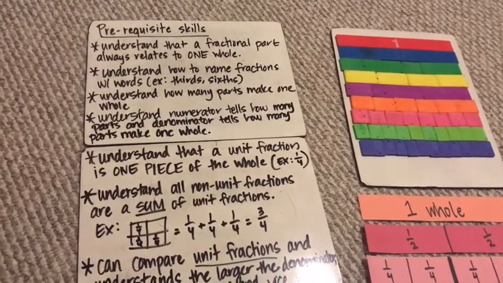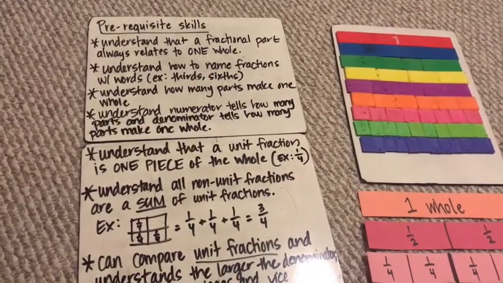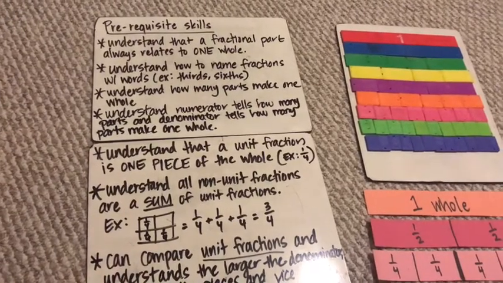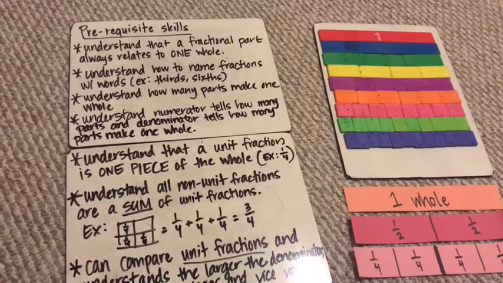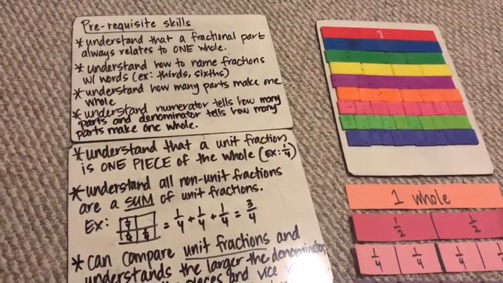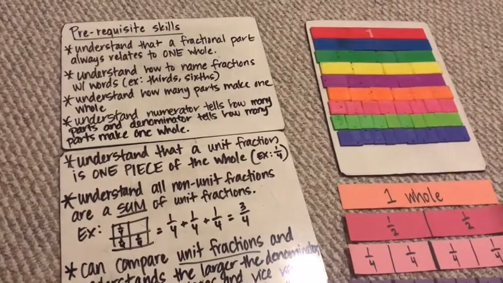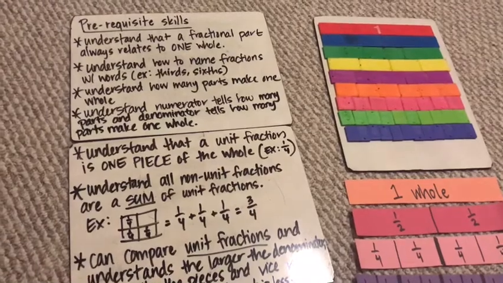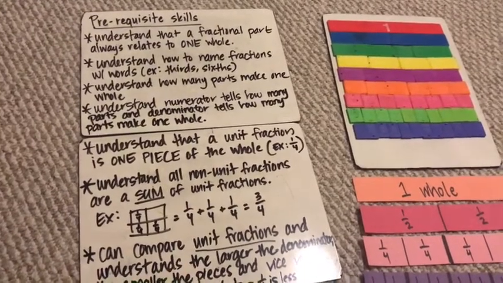Also, we want students to understand that the numerator, or the top part of the fraction, tells you how many parts you're considering, and the denominator tells how many parts make the whole. We want them to understand that a unit fraction is one piece of the whole. So for example, 1/4, 1/8, 1/10, those are unit fractions. 3/8, 3/10, those are non-unit fractions.